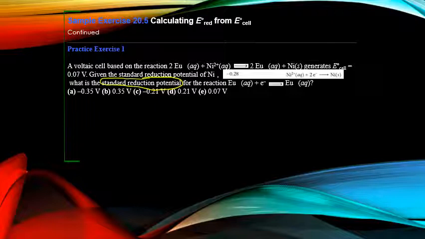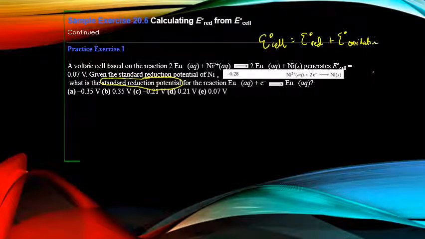So I know that the nickel is going to be undergoing the reduction, so it's got the negative 0.28. To calculate the E cell, I'm taking the E for the reduction and adding it to the E for the oxidation. So if this is a negative 0.28, in order for the cell to have a positive 0.07, then my E for the oxidation must be 0.35. But again, that's for the oxidation.